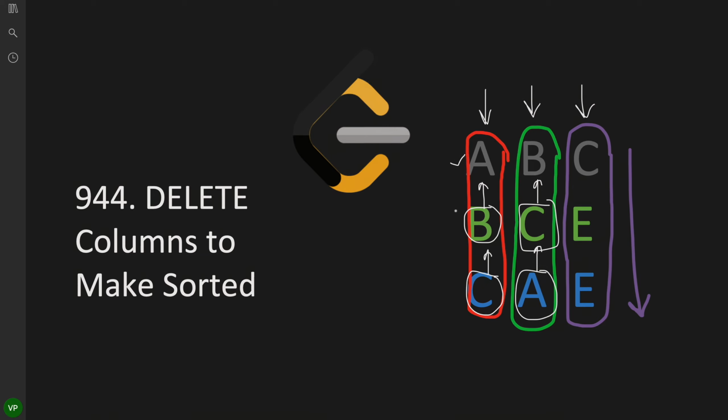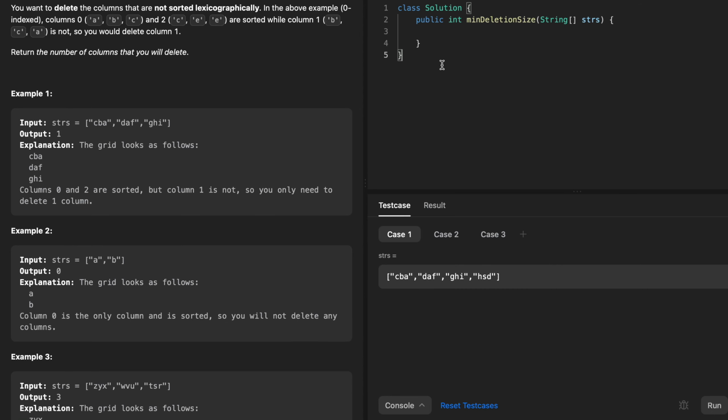You can try solving this problem if you want. It's a 2D array problem, and you have to basically traverse this matrix. Generally we traverse row by row, but here we have to traverse column by column. Okay, so let's start.